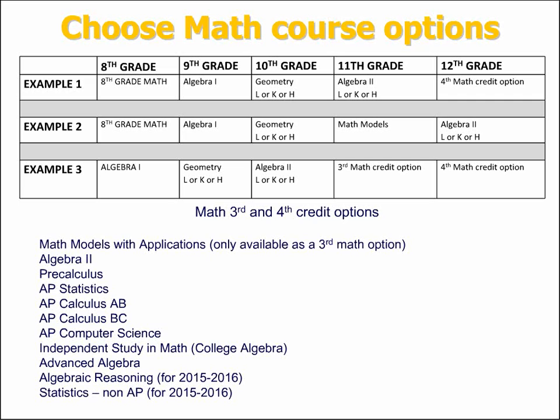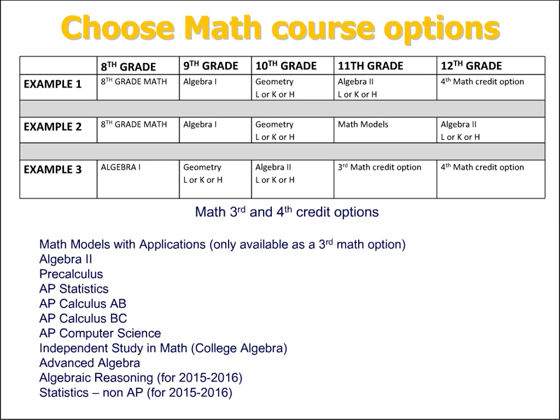We already talked about what math models is. Algebra 2 is a class that continues the study of functions from Algebra 1. You can only take Algebra 2 after you've taken Algebra 1 and geometry. Pre-Calculus is an introduction to calculus concepts, and this class must have an Algebra 2 prerequisite. There's AP Statistics and non-AP Statistics, which cover the study of all statistical concepts. The prerequisite for both of these classes is Algebra 2.